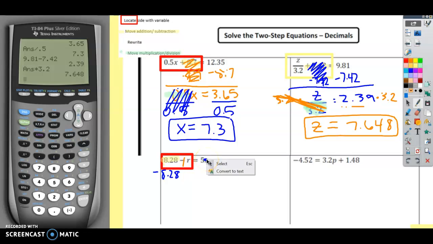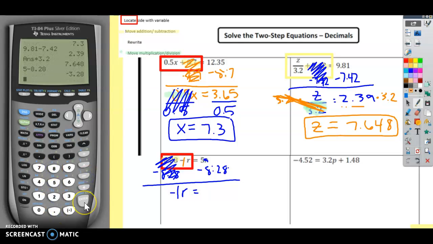Sorry, guys, this was not supposed to be there. It's just supposed to be a 5. It is correct in your packet, not on my screen. All right, there. So we're going to subtract 8.28 from both sides. Again, opposites cancel. Don't lose that negative 1. Bring it down. 5 minus 8.28 gives us negative 3.28.